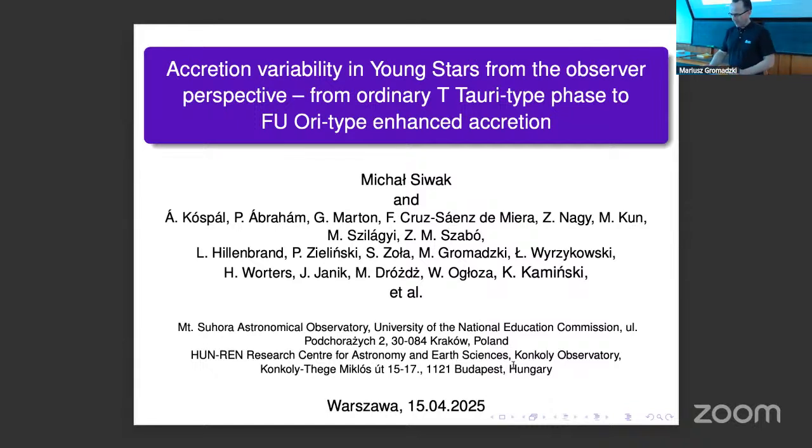So I will be talking about different aspects of accretion in young stars, mostly from the observer perspective. I will show some examples of ordinary T Tauri-type star accretion, which young stars encounter during the class 1 and class 2 evolution stage. I will also show some examples of FU Ori-type enhanced accretion.